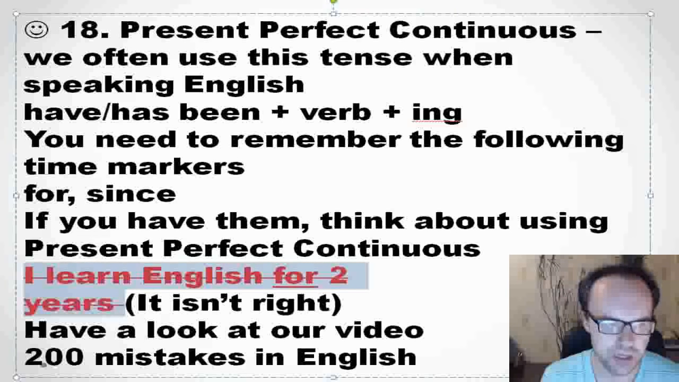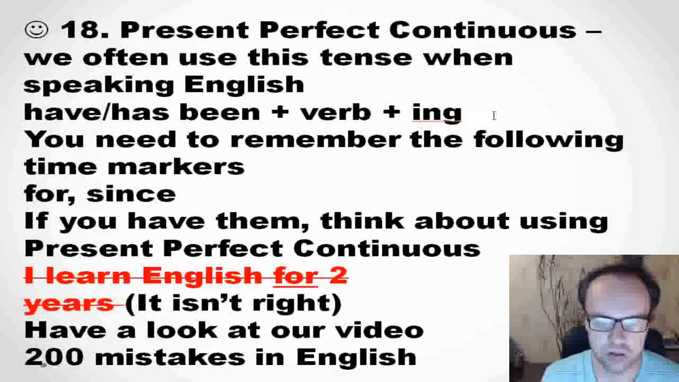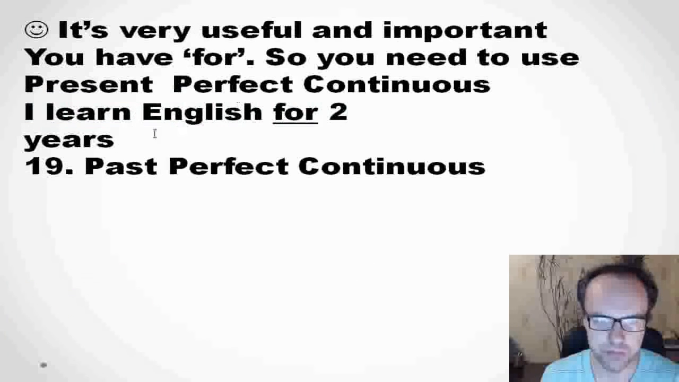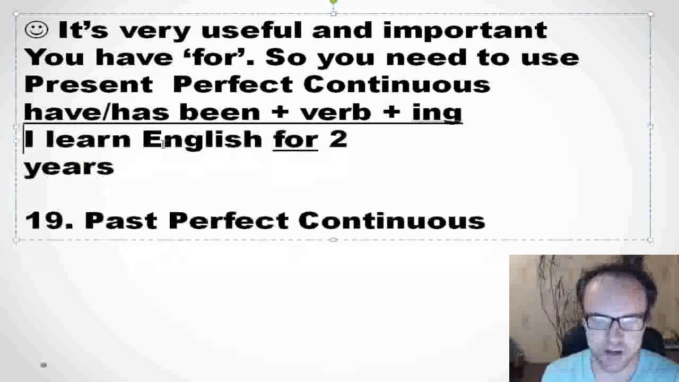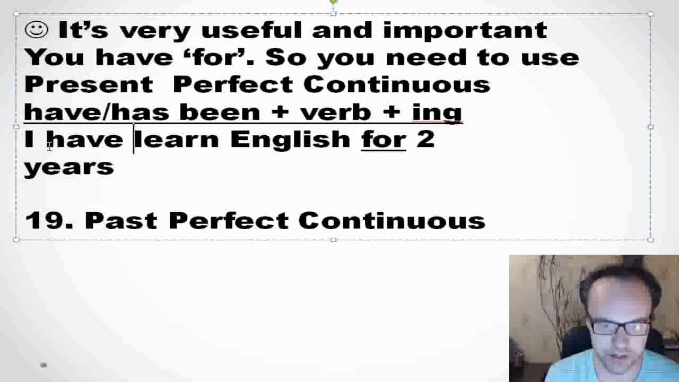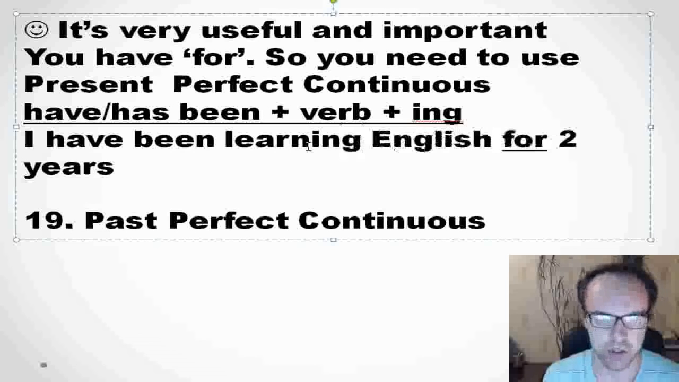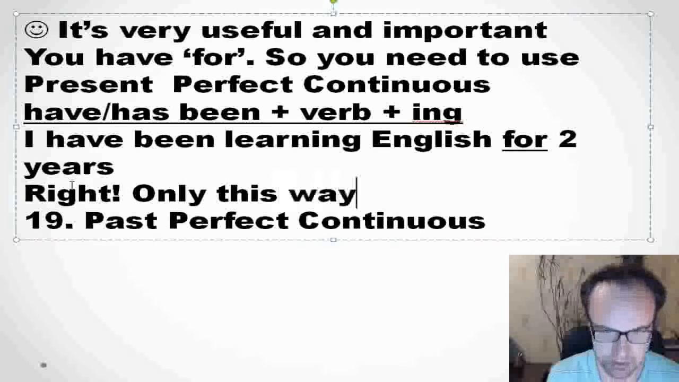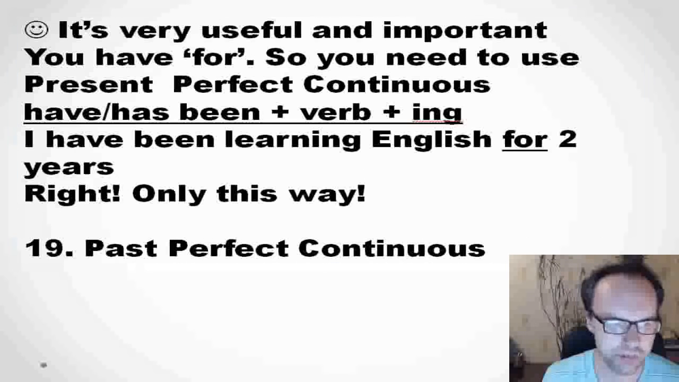And you need to use present perfect continuous. Look, have or has been plus verb plus ing. I have been learning English for 2 years. Right? Only this way. Okay, good.